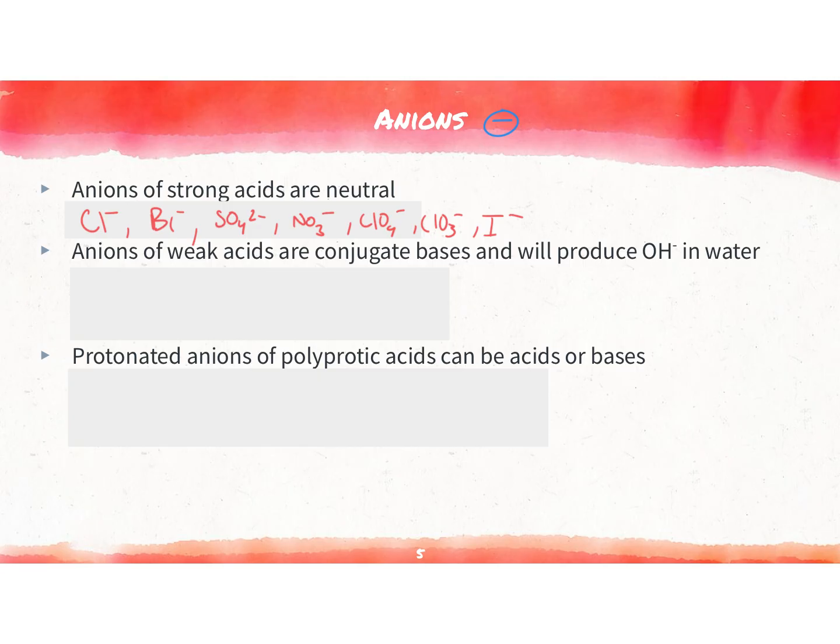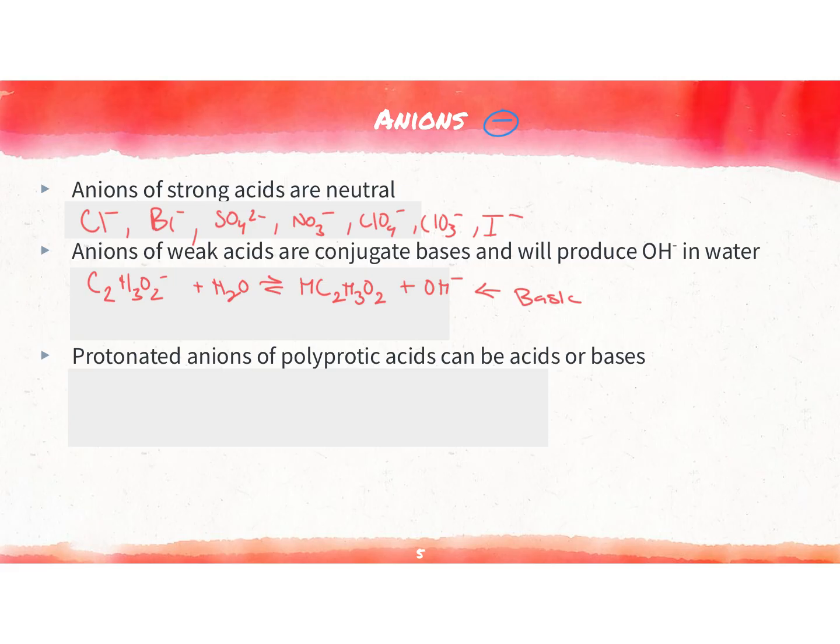The next one is anions of weak acids are conjugate bases, and they'll produce OH- in water. I already gave this example on the last slide, but if we have C2H3O2-, if you add this to water, it's under equilibrium, we'll get HC2H3O2 plus OH-. And because we make OH-, this will make it basic.